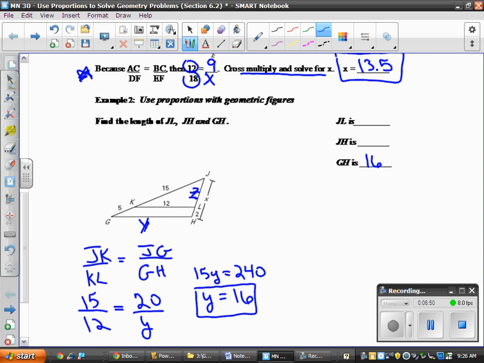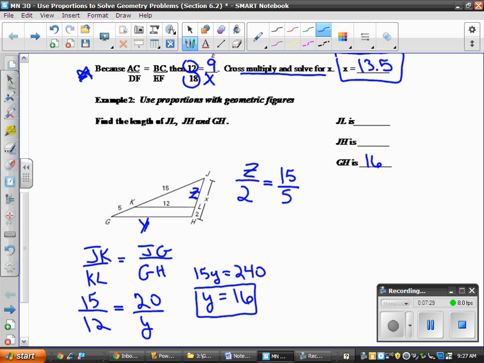JH, or JL, whichever one we want to do first, we can. Let's just say JL. So I'm going to say this z, I'm going to start with my unknown this time, z over 12. Now let's not do that, because if we go across, I'm just looking at what we have here. Let's do this one. z is to 2, because this is one people don't really notice. z is to 2 as 15 is to 5.